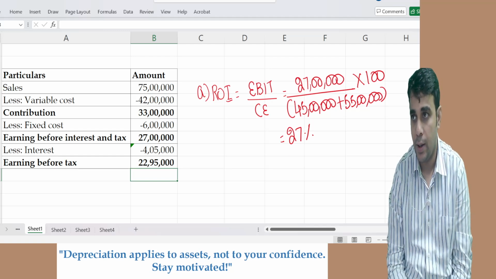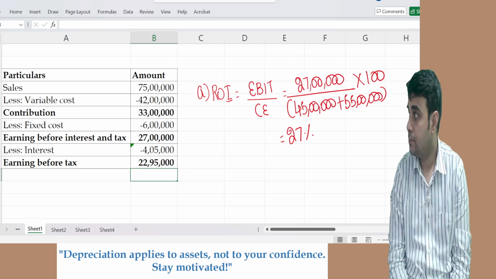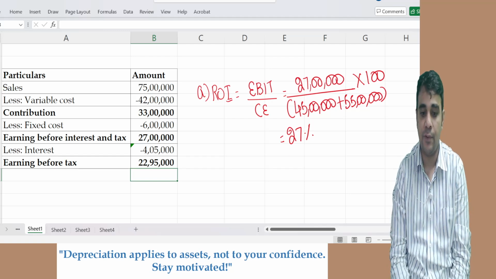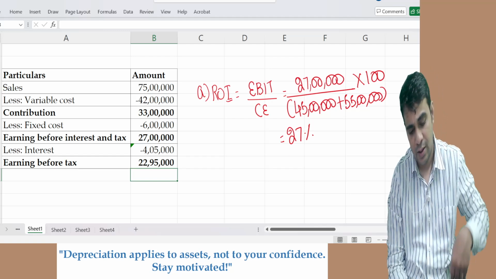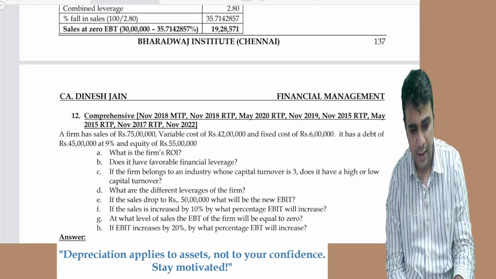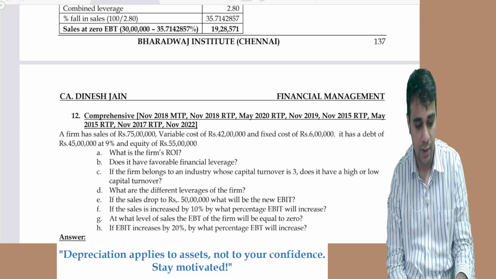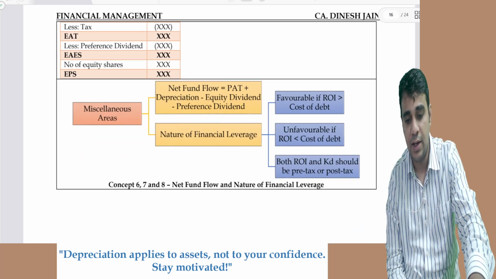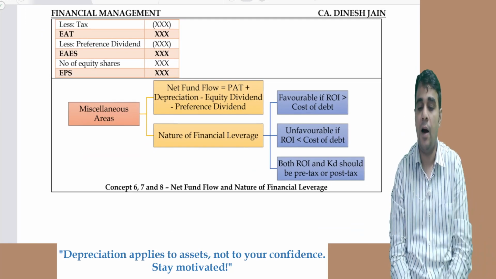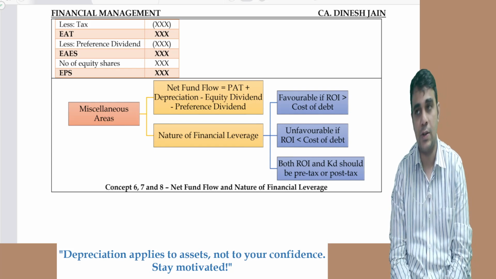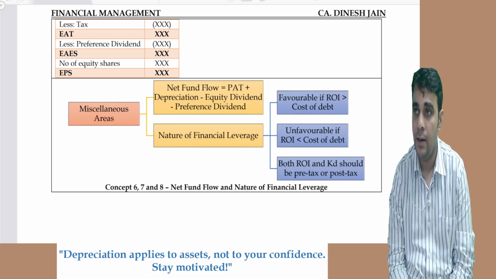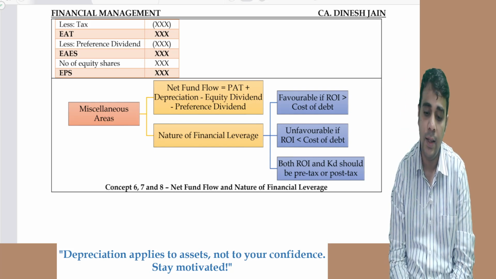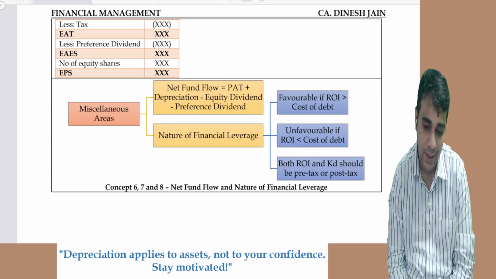Any doubts on the ROI number? Clear? Then there's a second requirement which I have to explain. The second requirement is, does it have a favorable financial leverage? Now listen. Nature of financial leverage: favorable if ROI greater than cost of debt, unfavorable if ROI less than cost of debt. Both ROI and KD should be pre-tax or post-tax.